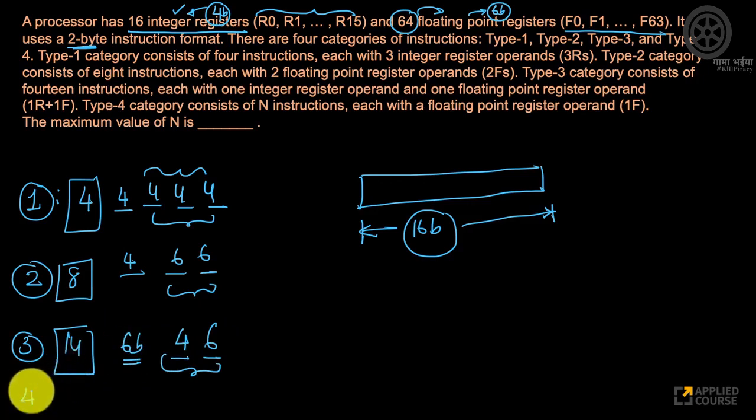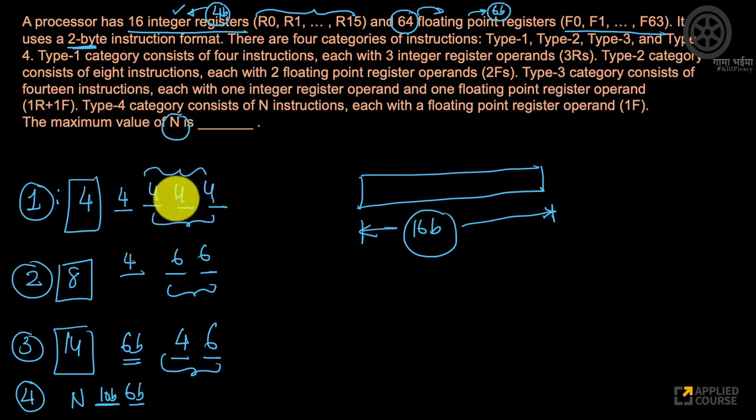Next, my 4th type. Let's write what is type 4. The type 4 category consists of n instructions, each with a floating point register operand. So a floating point register requires 6 bits, and the rest 10 bits are left for my discretion. Now the question here is, what is the maximum value of n? Very good question actually. Here it forces you to think. Now let's see. How many bits do we have here?